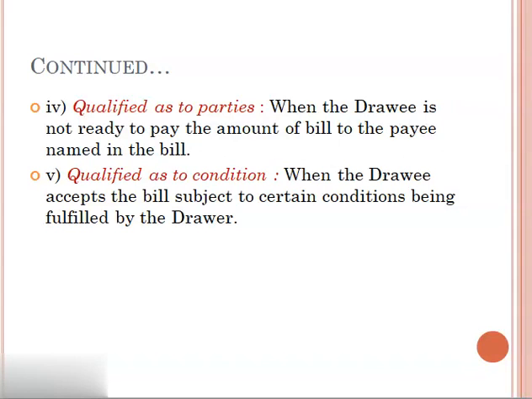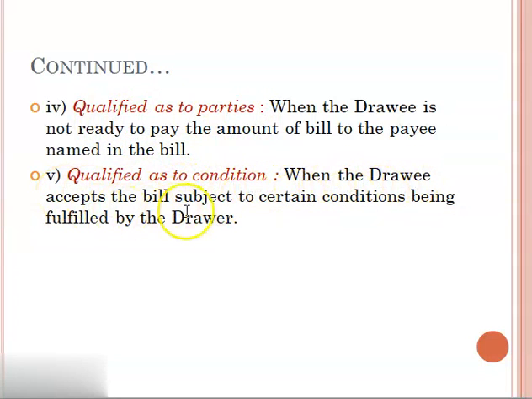Next is number 4, qualified as to parties. When the drawee is not ready to pay the amount of the bill to the payee named in the bill, that is called what here? Qualified as to parties. And the last one here, qualified as to condition.